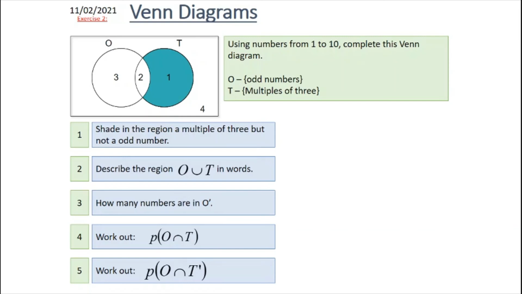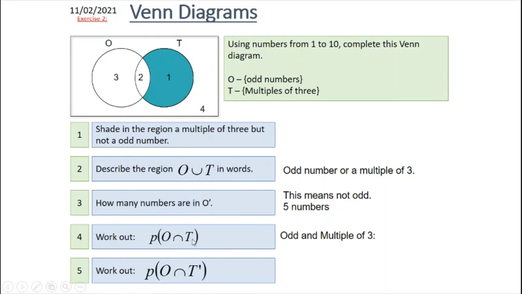Describing the region O or T in words would be an odd number or a multiple of 3. Work out how many numbers are in O dash or not O. So not odd would be 5, the 1 and the 4. The probability of O and T, 2 out of 10, is this middle part. And the probability of O and not T, 3 out of 10. This 3 here.